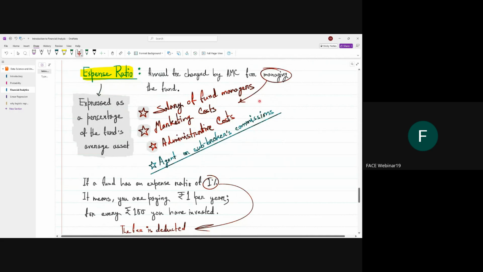And also there are two different types of investment. I forgot to mention. One is direct, another one is regular.